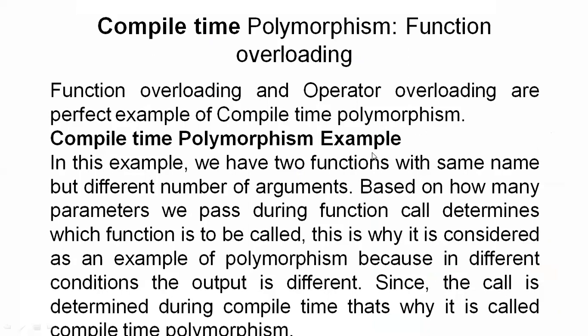In this compile time polymorphism example, we have two functions with the same name but a different number of arguments. Based on how many parameters we pass during the function call, it is determined which function is to be called. This is why it is considered polymorphism, because in different conditions the output is different. Since the call is determined during compile time, it is called compile time polymorphism.